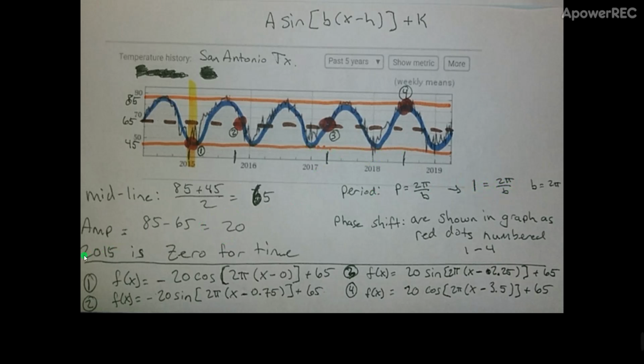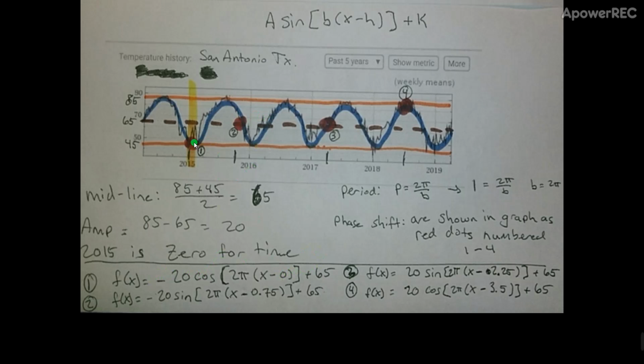And so I state here that 2015 is 0 for time. So this right here is where I'm going to start my graph. I'm going to say this is my y-axis, so to speak. And then my phase shifts, which are my h values, are going to depend on where I decide to start. So as we know, the amplitude, the midline, and the B value do not change throughout my entire equation. The only thing that changes is the function, the sign in the front, and our phase shift.